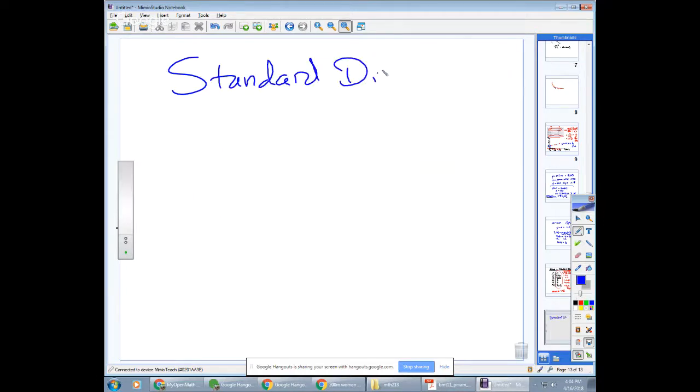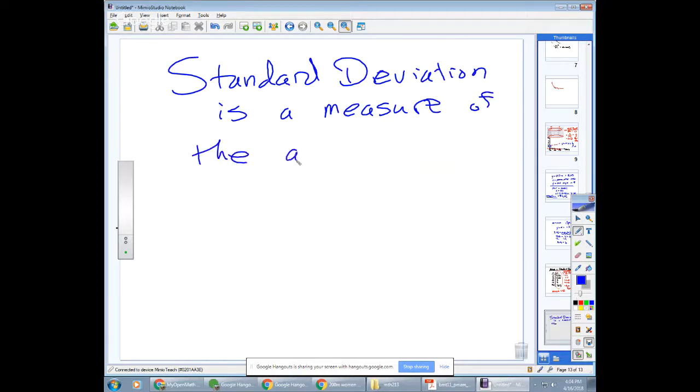Standard deviation is a measure of the average spread of the data. Some data is more tightly packed, other data is more spread out. Standard deviation helps us figure that out. The calculation of standard deviation is a pain in the butt. I demoed it in the last class. First, you have to find the deviations.